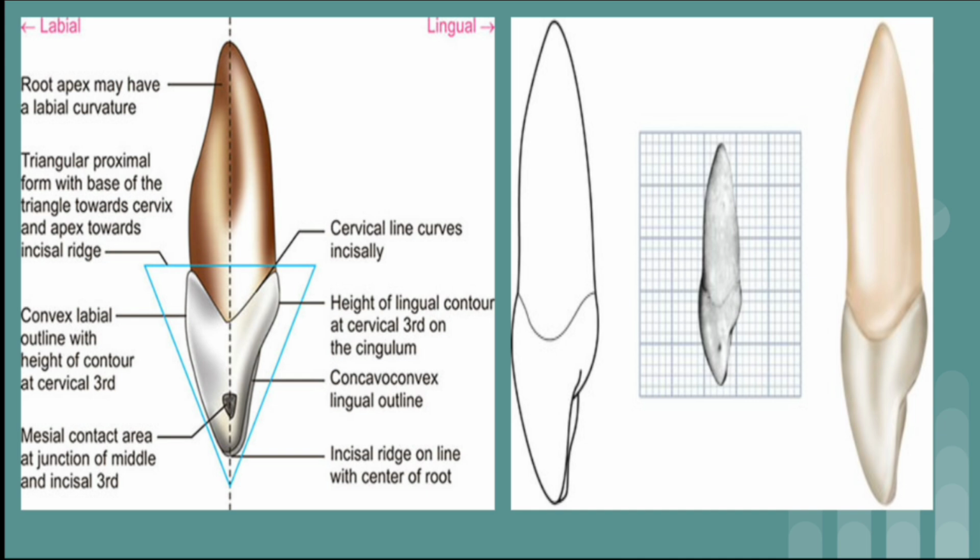You can see the root apex may have a slight labial curvature, and a convex labial outline, highly contoured. The mesial contact area is at the junction of the middle third and incisal third. You can see the incisal ridge in line with the center of the root.